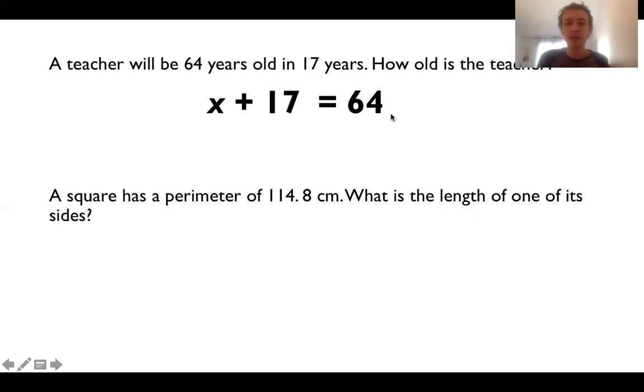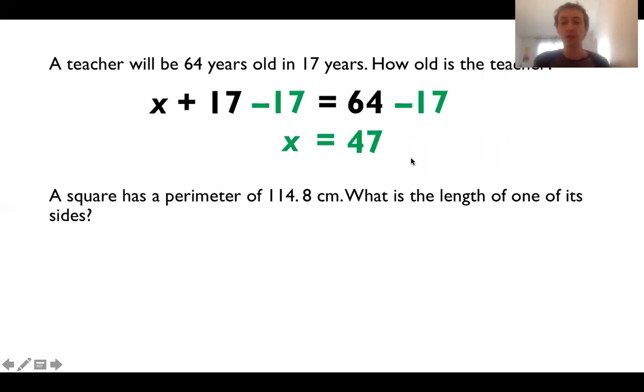So same thing that I did before. I want to get that x by itself. I've got a plus 17. What's the opposite of plus 17? Well, it's going to be minus 17. So if I do that to the left, I have to do that to the right. x plus 17 minus 17 is just x. And 64 minus 17 is 47.